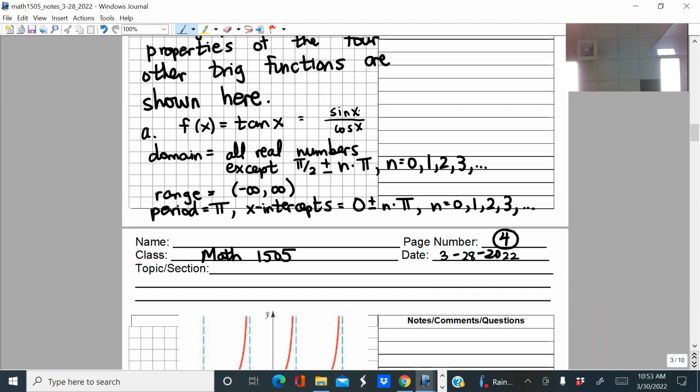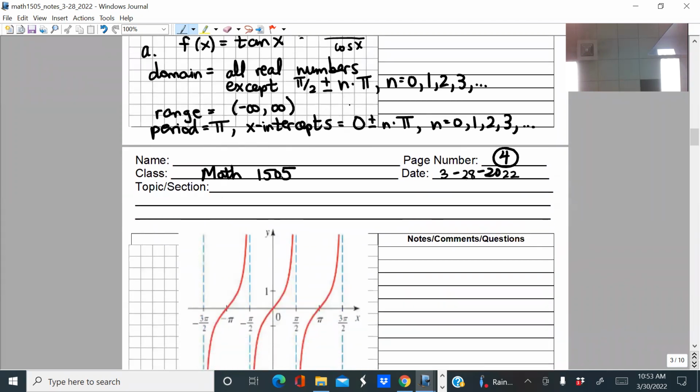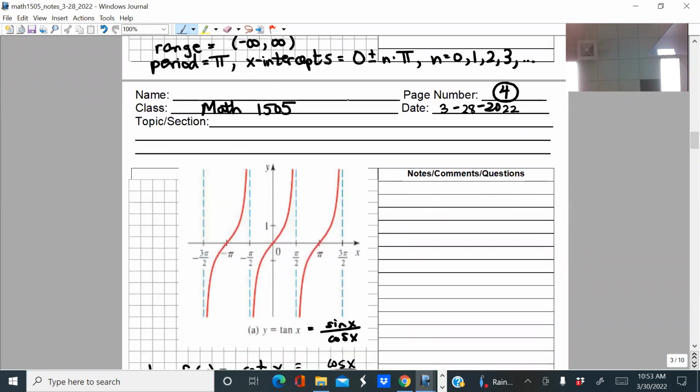So sine is 0 at 0, it's 0 at pi, it's 0 at 2 pi, and so on and so forth. So the tangent function is going to have a bunch of x-intercepts, the same place where the sine function does, in fact, at 0, pi, 2 pi, 3 pi, and then at minus pi, minus 2 pi, and so forth. So you just get a curve that looks like this.